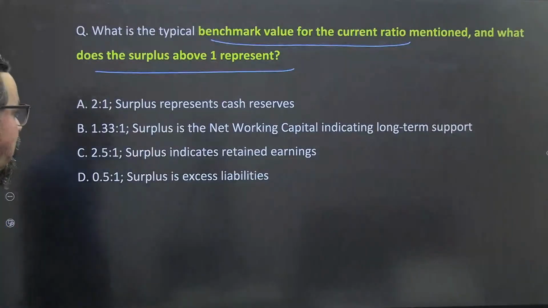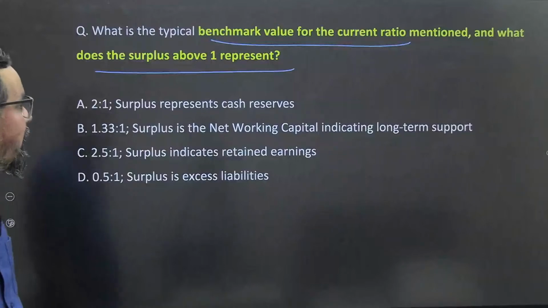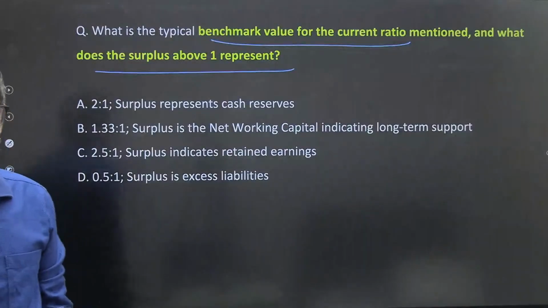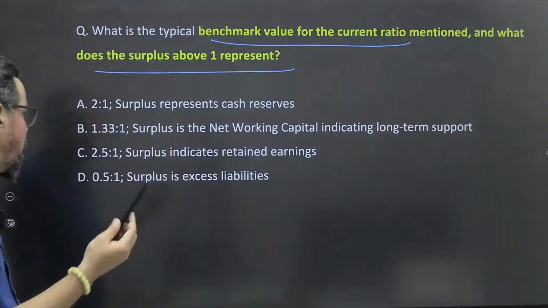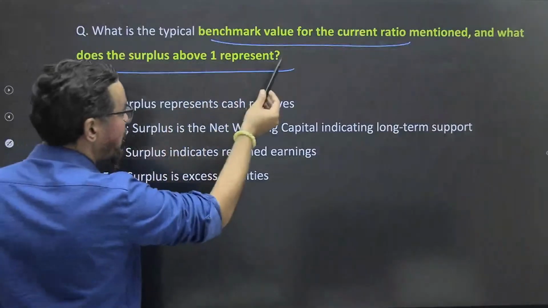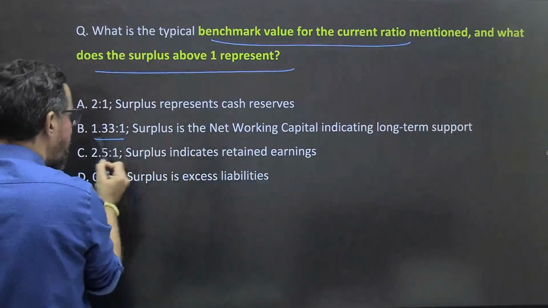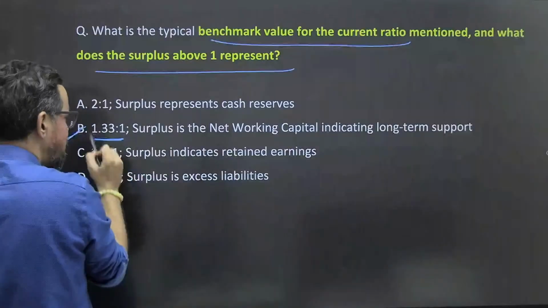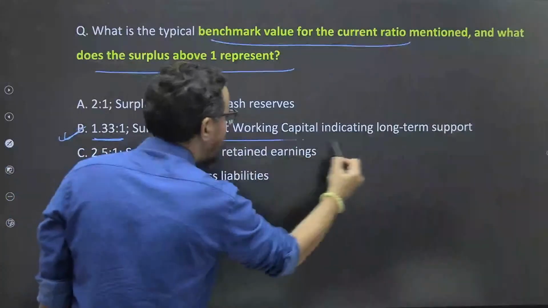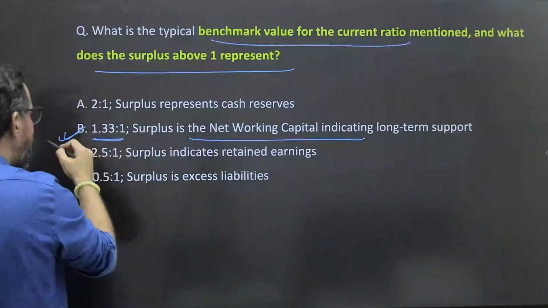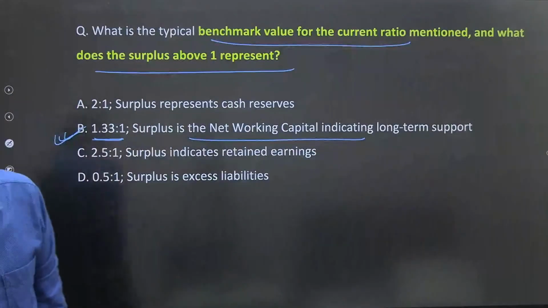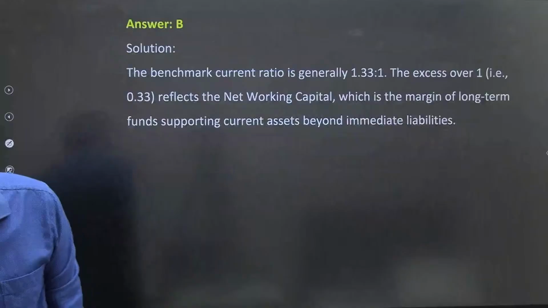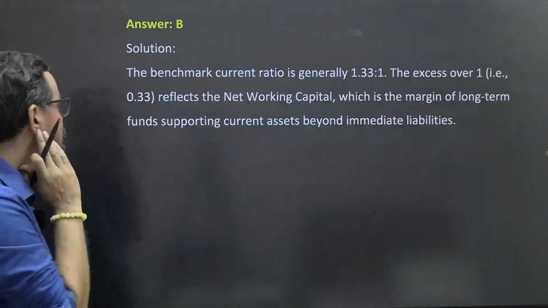So we can easily handle the short-term debt obligations and all. If the benchmark is 1.33:1, the average suggested, the surplus is the net working capital indicating long-term support. Net working capital from this one. B will be the right answer for this one. Very good, guys. Awesome. Next one.